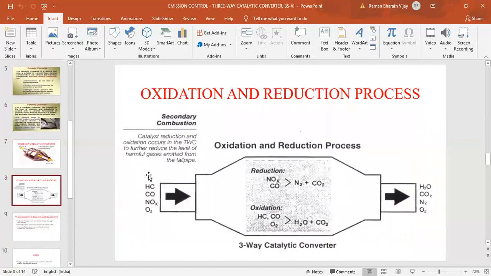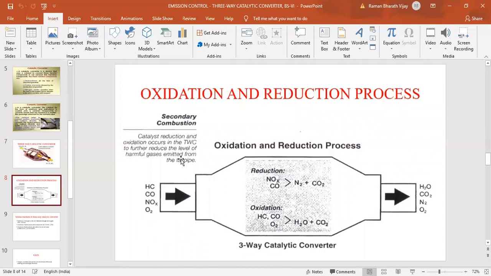You should know what the reactions are. There are two reactions in the three-way catalytic converter. First is the oxidation reaction, next is the reduction reaction. We will go phase by phase. When the exhaust gases with harmful components enter, they go through the oxidation and reduction process.